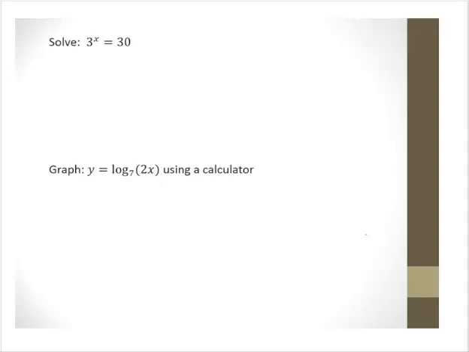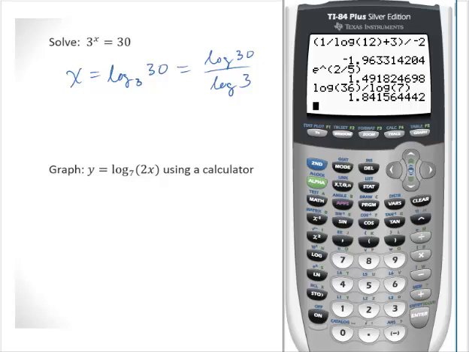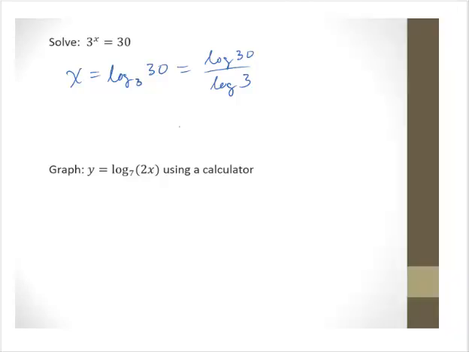So how could I solve 3 to the x is equal to 30? If I change this to logarithmic form, then x is equal to the log base 3 of 30. Well, then that's the same as the log of 30 over the log of 3. And we can use the calculator to approximate this. And so it's approximately 3.0959.